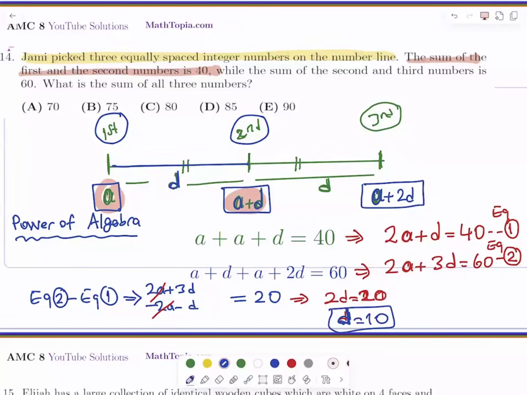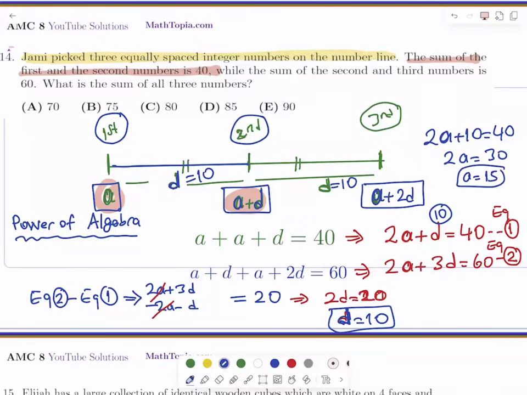This is very important, right? We found the distance. So how they jump, right? If you find d, Yusuf, you can put it in the first equation, right? How? The first equation was 2a plus 10 equals 40. 2a equals 30, a equals 15.